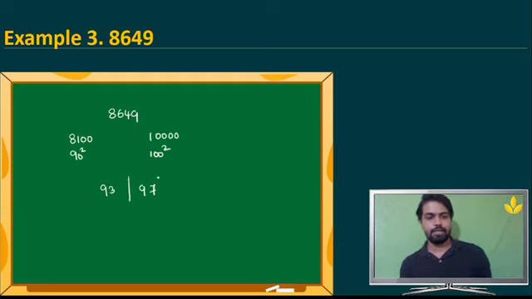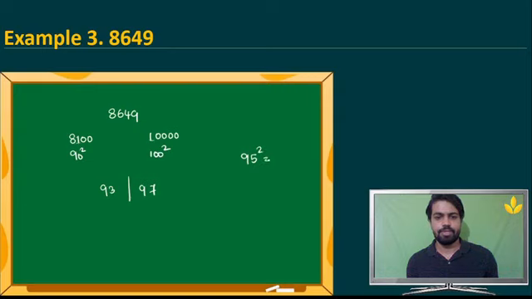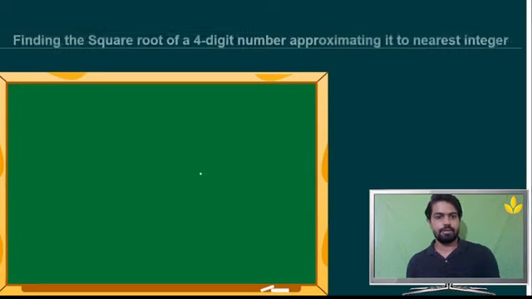So you might have guessed already 8649 is very much near to 8100 and very much far from 10,000. Still to verify that correctly, 95 square is going to be 9025. So very much bigger than 8649. So the square root of this number is actually 93. Let's go to the next example.